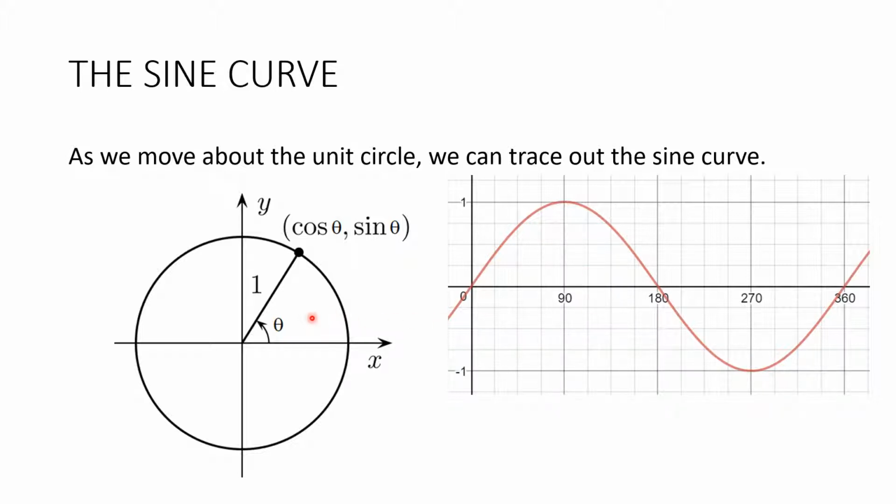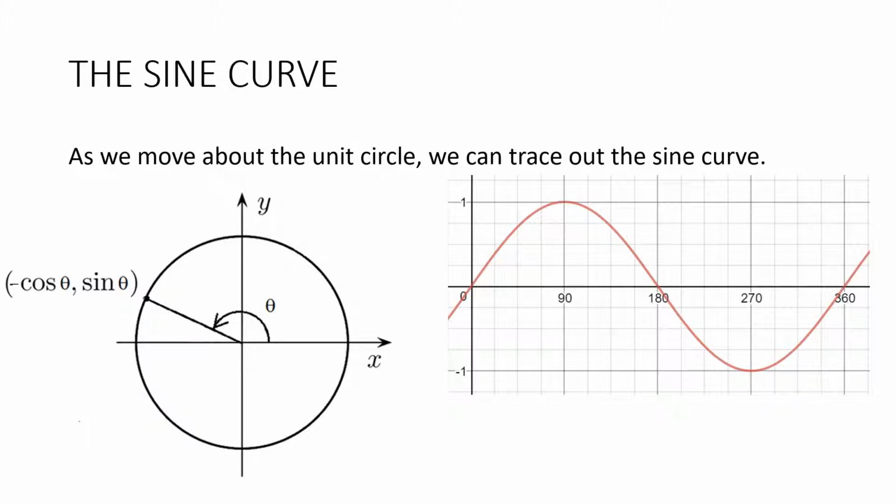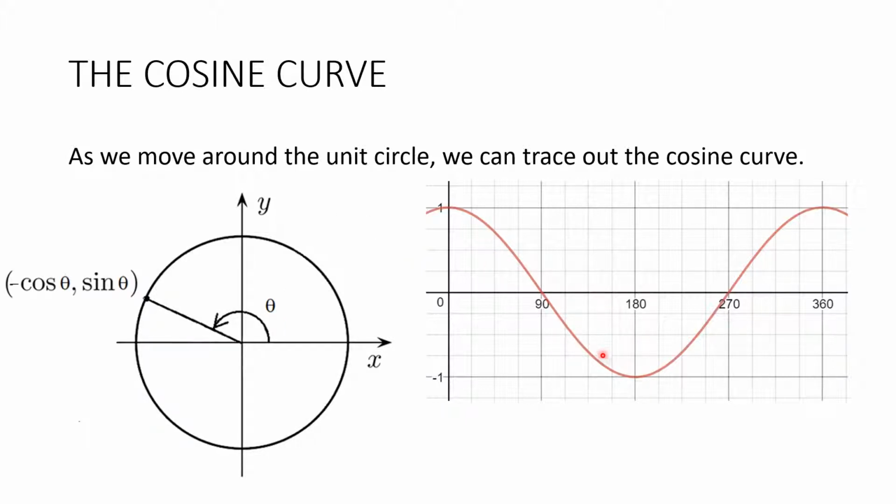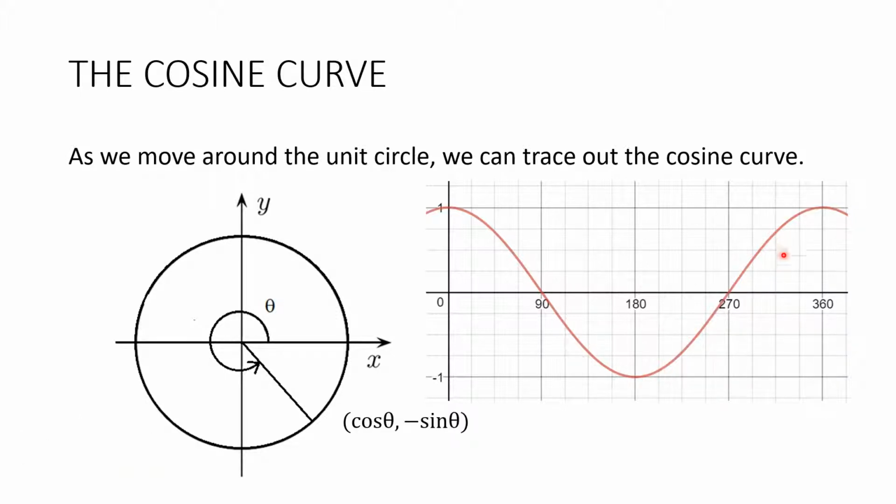So in the first quadrant here, it's positive. Second quadrant, positive. Third quadrant, negative. Fourth quadrant, negative. Here's cosine. Starts off positive. Second quadrant, negative. Third quadrant, negative. Fourth quadrant, positive.